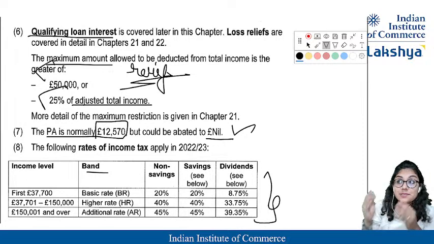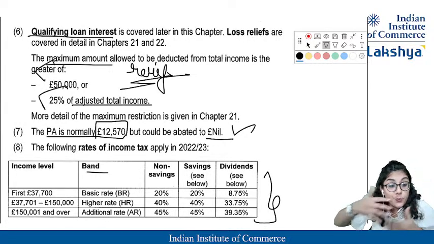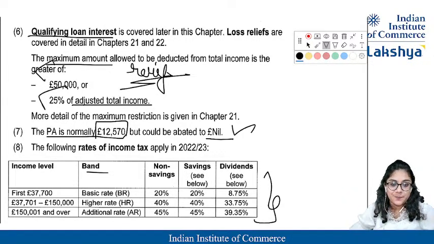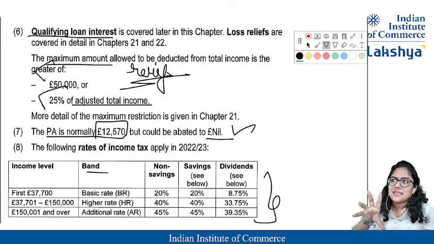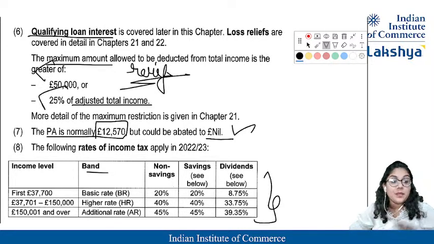No, it's bifurcated between non-savings, where you're going to earn, where you're going to work for that. Then it is savings, and then it is dividend. When I talk about non-savings, it's about earnings. When I talk about savings, it's about investments. When I talk about dividend, it's somewhere we're getting things in the name of investments.